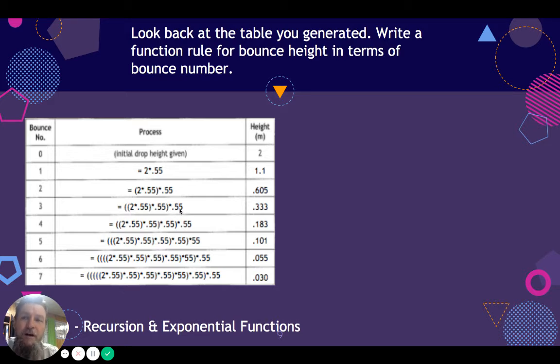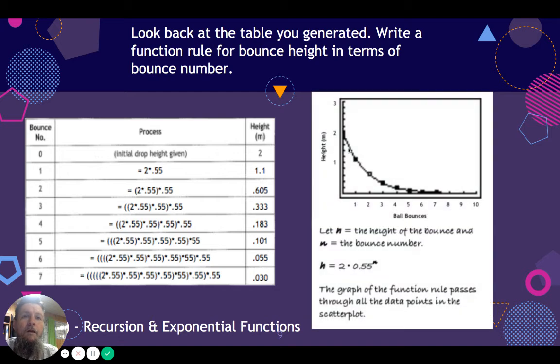An exponential function obviously has an exponent somewhere. It's obviously going to be multiplied by the 0.55. So our function rule, height of the bounce, where n equals the bounce number, is 2 times 0.55 raised to the n power. The graph of the function rule passes through all the data points in the scatter plot.